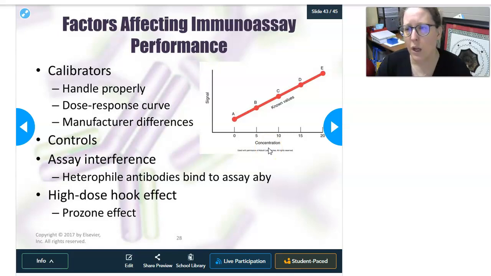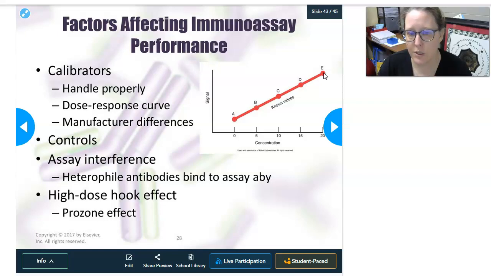You have to run controls. Controls check the performance of this calibration line at the low, middle, and high end. So there's usually 3 levels of controls. Those have to be checked at least once a day for sure, some of them once a shift. There are things that can interfere with assays. For example, the presence of heterophile antibodies can bind to the assay antibody and keep it from reacting with the antigen, etc. So they could cause basically false low readings on some samples.